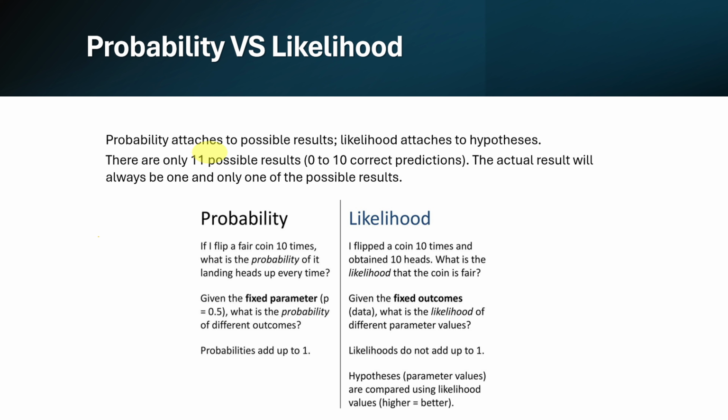Now, let's understand probability versus likelihood. What is the difference between them? Probability attaches to possible results. Likelihood attaches to hypothesis. This can also come up in your MCQs. Likelihood is always related to hypothesis, whereas probability is always about results, like how many results you can get. There are only 11 possible results, 0 to 10 correct predictions. The actual result will always be one and only one of the possible results.